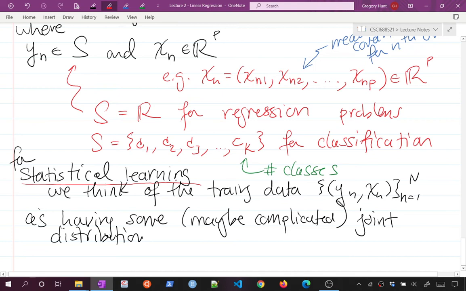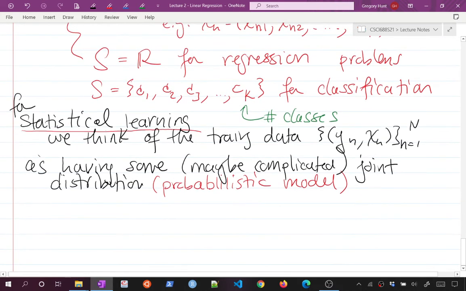Statistical learning, the way statisticians think, they think of what's called a model. The data, they assume there's some probabilistic model. Let me write that down. Can I spell probabilistic? Hopefully that's how you spell probabilistic. What makes a kind of mindset of a statistical learning course or approach is that we think of the training data not as just being numbers, but as actually being observations from some maybe complicated joint distribution, that the data has some underlying distribution, and that basically we're trying to solve a statistical inference problem.